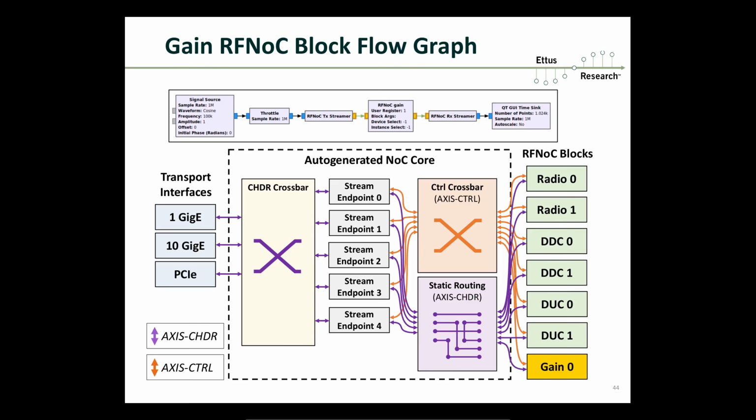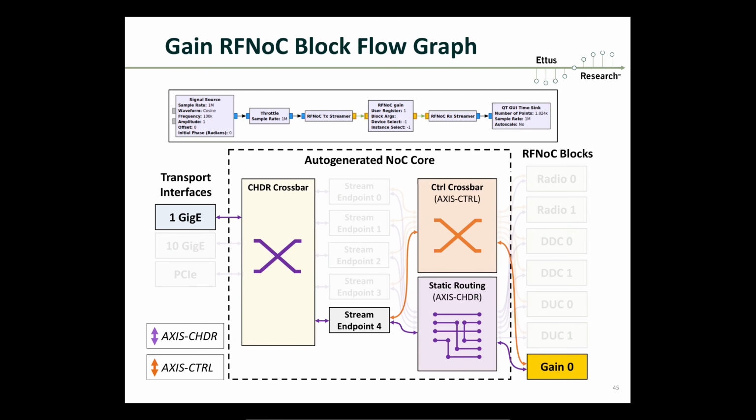This is what it looks like from a block diagram perspective, with our auto-generated NOC core here in the middle, transport interfaces on the left, rfnoc blocks on the right, and our gain block there at the bottom in yellow. At the top here, you can see an example flow graph in GNU Radio of a signal source sending data through our gain block and then coming back out to be plotted by a time sink. If we focus in on our gain block, when we were looking at that YAML file, we saw that there was a route between stream endpoint 4 to our gain block and then back. So in this case, it's more of a direct connection there through the static routing.